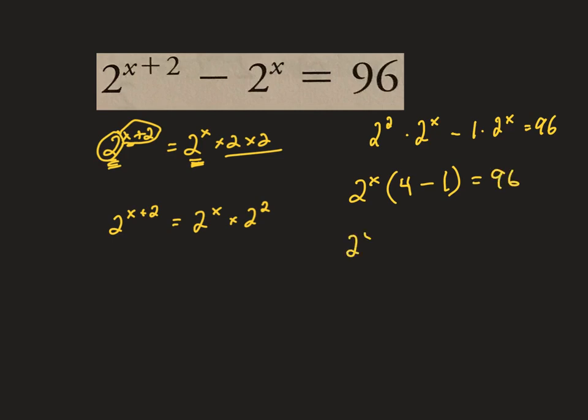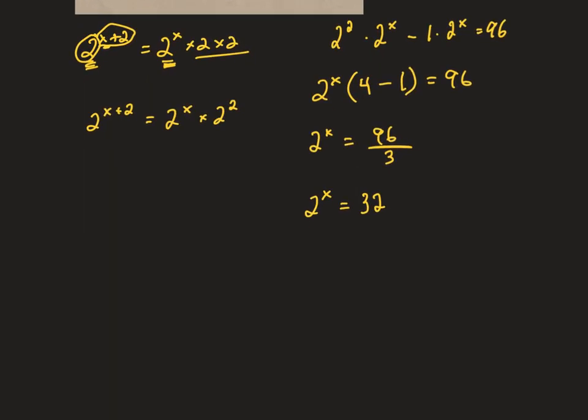So 2 to the power of x is equal to 96 divided by 4 minus 1. So 96 divided by 3. 2 to the power of x is equal to, what's that, 32. Now I already know the answer because 32 is perfect. 2, 4, 8, 16, 32. It's equal to 5. But let's say we didn't know that.